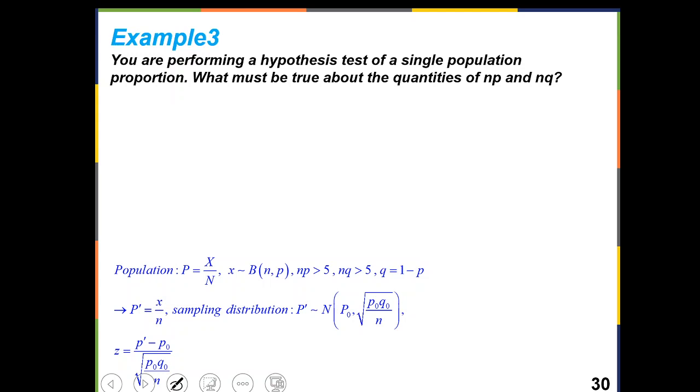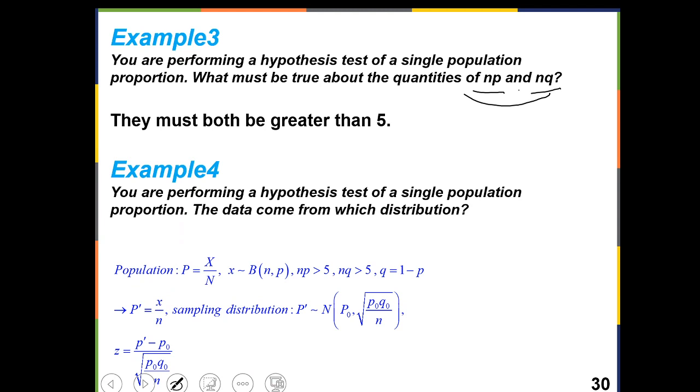You're performing a hypothesis test of a single population proportion. What must be true about the quantities of np and nq? Well, just like chapter 8, np and nq should be greater than 5 in order for the normal approximation to the binomial to work, right? To be close enough. So it has to be greater than 5.